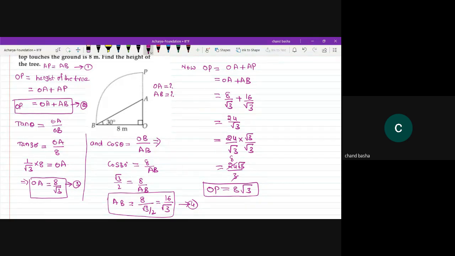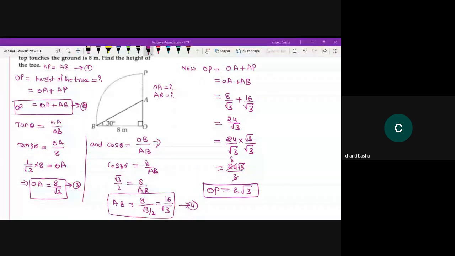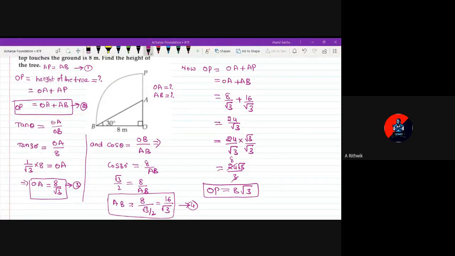Sir, I didn't understand. How did we multiply 24 root 3 again by root 3 by root 3, sir? Multiplying and dividing, because a square root should not exist in the denominator. The square root should exist only in the numerator. To make the root come to the numerator, we multiply the same on numerator and denominator, so that root 3 becomes just 3 in the denominator. Okay, sir. Right.